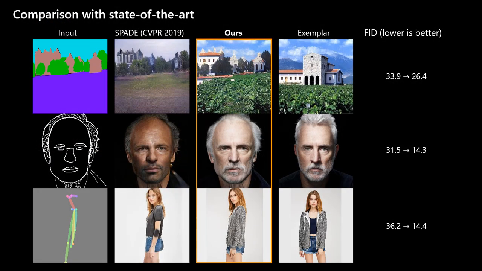We compare CoCosNet with state-of-the-art methods. We perform three tasks: segmentation mask to image, edge to face, and key points to body synthesis. Our method produces much fewer artifacts and reduces the FID score significantly. Besides, our method matches the exemplar style with clearly better fidelity.